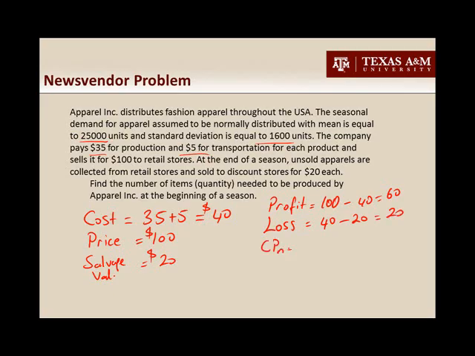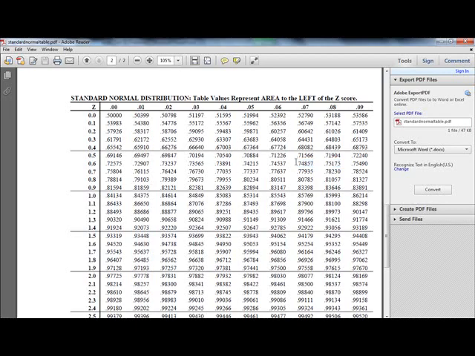So my critical ratio is profit over profit plus loss, which is 60 over 60 plus 20. The critical ratio is 0.75. Now because it says normally distributed demand, I need to go to the normal distribution table, find 0.75 in that table and read the corresponding z-value, which is here. So 0.75 in this table is between these two numbers.